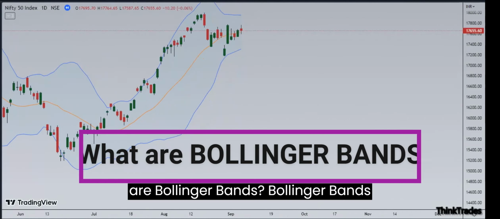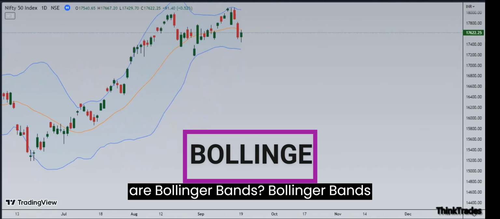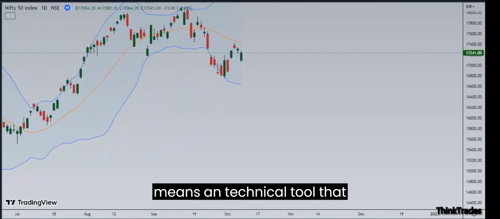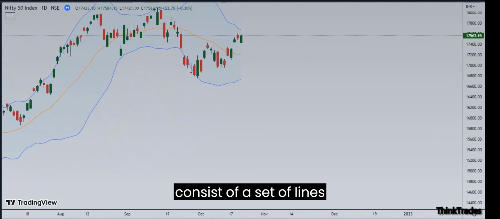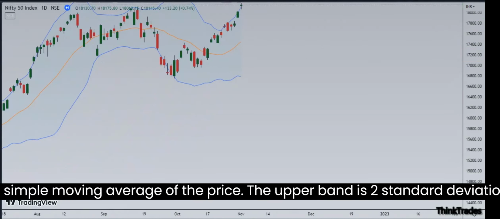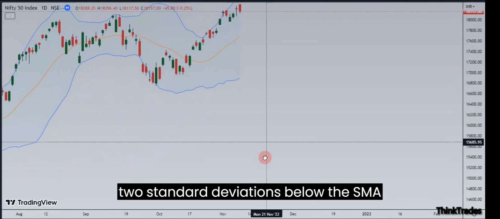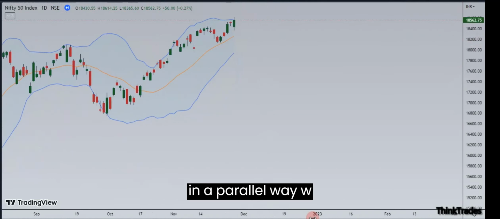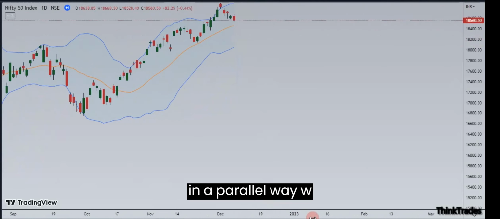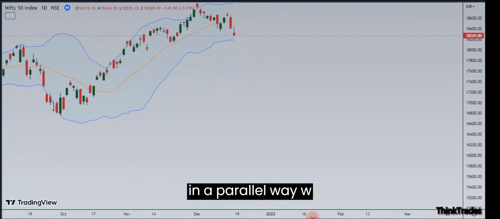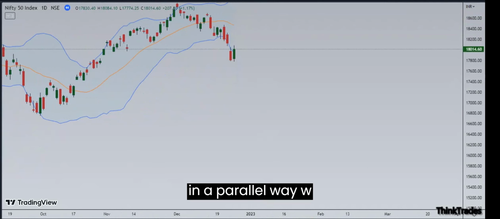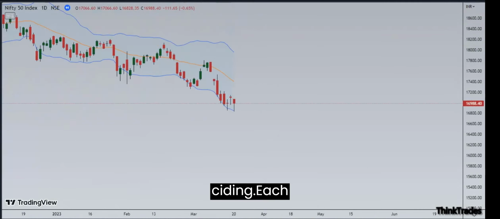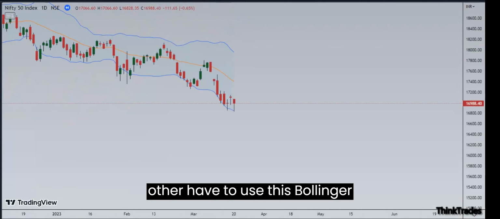So, what are Bollinger Bands? Bollinger Bands are a technical analysis tool, which means a technical tool that consists of a set of lines plotted 2 standard deviations away from a simple moving average of the price. The upper band is 2 standard deviations above the SMA and the lower band is 2 standard deviations below the SMA. So it basically looks like a channel moving in a parallel way without coinciding with each other.